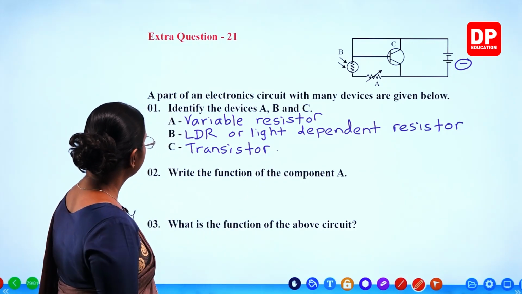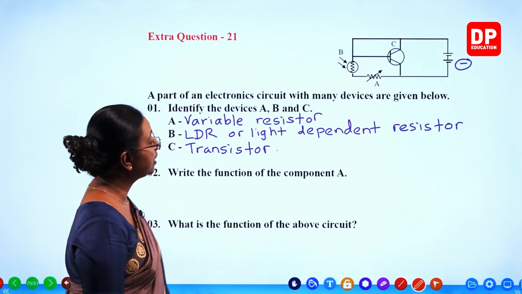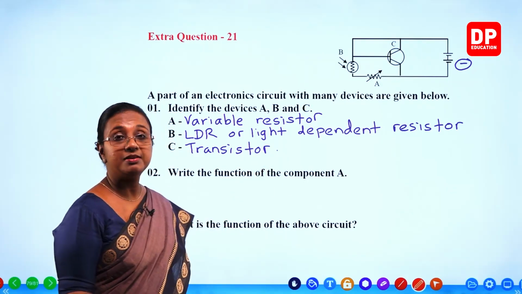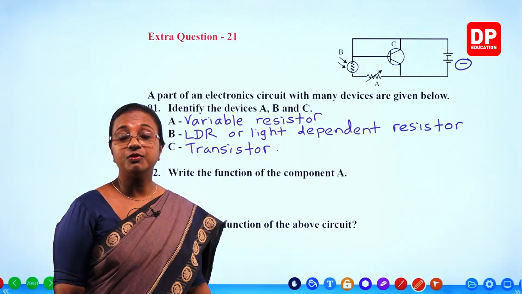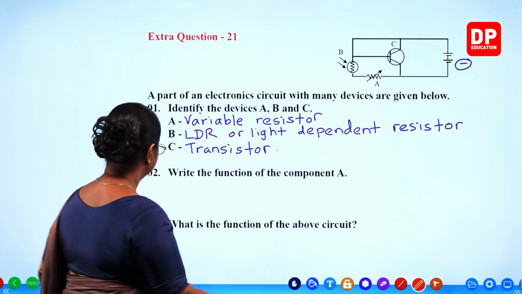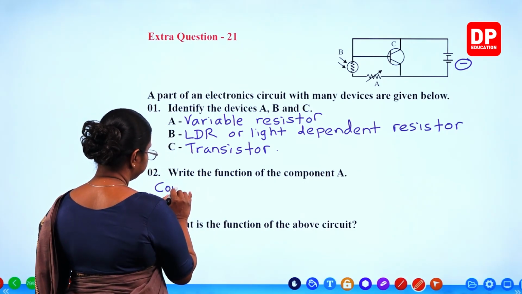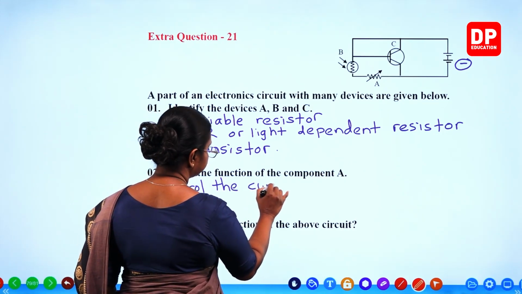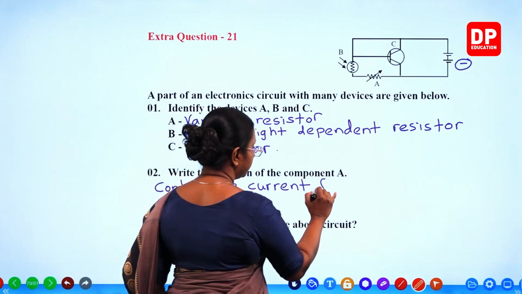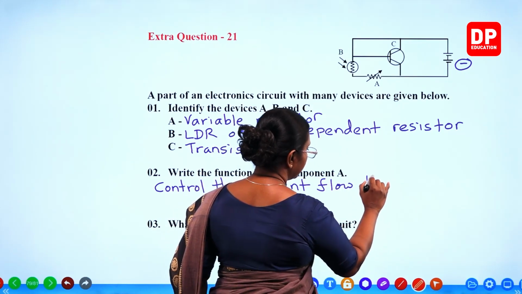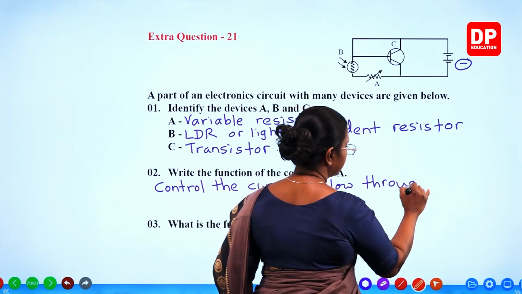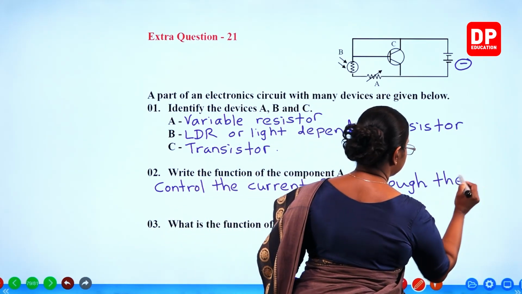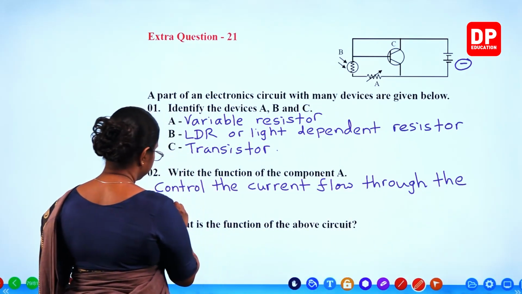The second one, write the function of the component A. Again variable resistor to control the current flow through the circuit. Control the current flow through the circuit.